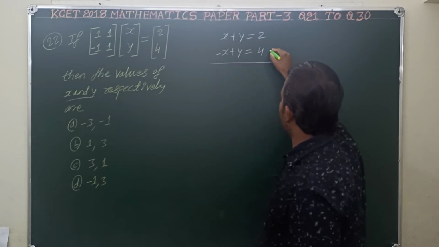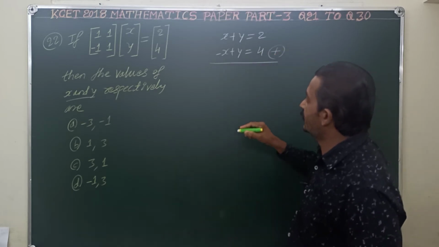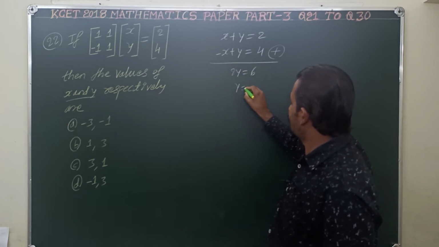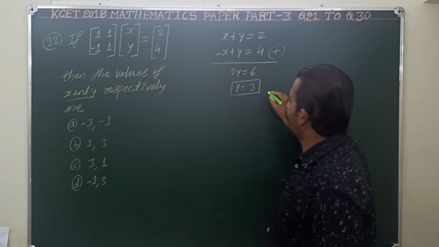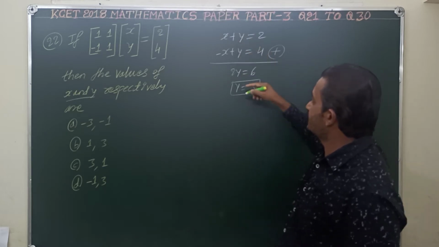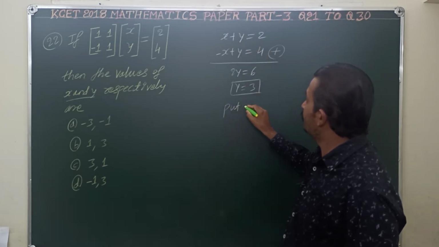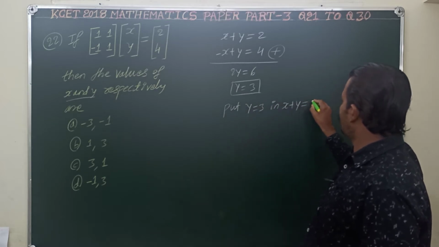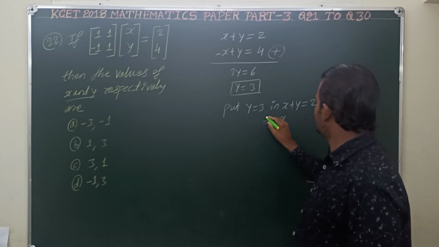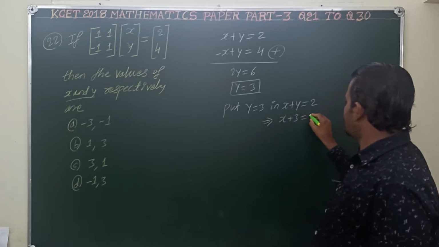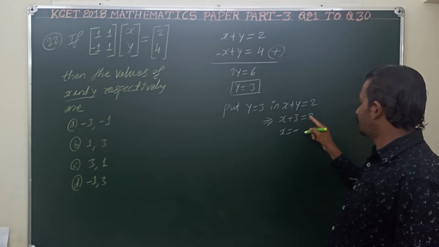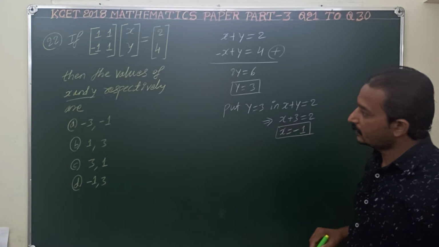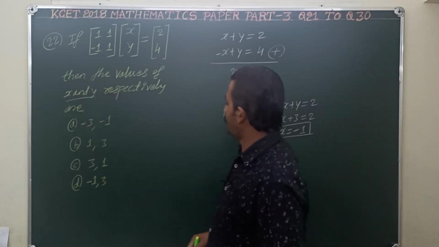Add these 2 simultaneous linear equations in 2 variables, x cancels. So 2y is equal to 6, y is equal to 3. Put y is equal to 3 in any of the 2 equations to get the x value. Put y is equal to 3 in x plus y is equal to 2. This implies x plus 3 is equal to 2, x is equal to 2 minus 3, which is minus 1. So x is minus 1 and y is 3 respectively, first x and then y: minus 1 comma 3.